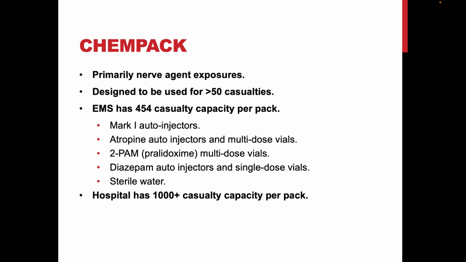The Chempacks are typically designed to treat nerve agent exposures for 50 or more casualties. EMS Chempack has a 554 casualty capacity per pack. And it includes Mark I auto-injectors, atropine auto-injectors and multi-dose vials, 2-PAM pralidoxime multi-dose vials, diazepam auto-injectors for the seizures, as well as single-dose vials, along with sterile water. The hospital Chempacks are significantly larger, from 1,000 or more casualties.